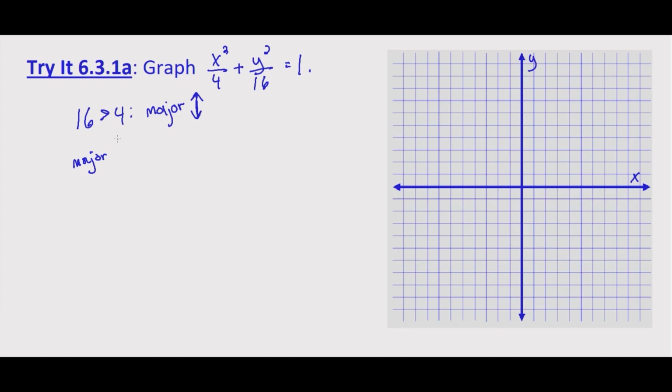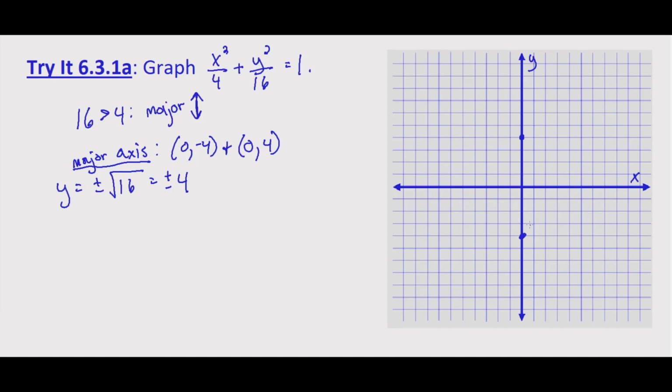So let's look at the major axis vertices. That's where y equals plus or minus the square root of its denominator. So the square root of 16 equals plus or minus 4. So that means our major axis vertices are at (0, -4) and (0, 4). So we'll go ahead and plot those. 1, 2, 3, 4. 1, 2, 3, 4.